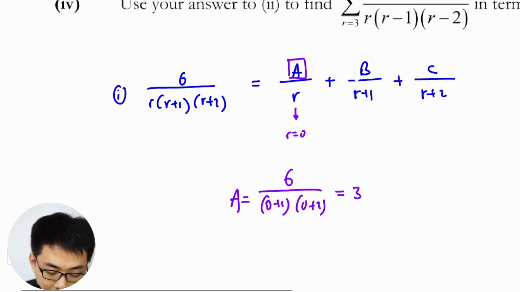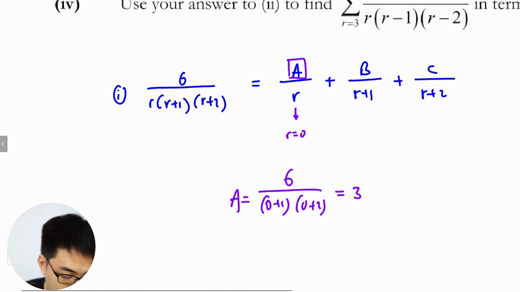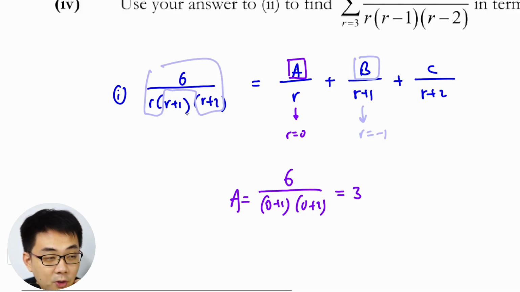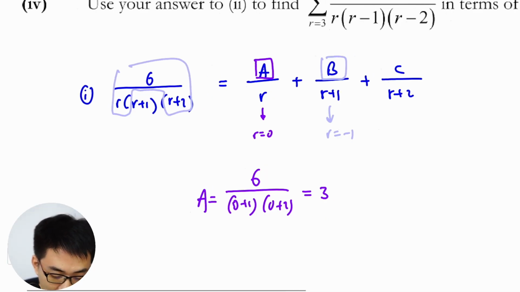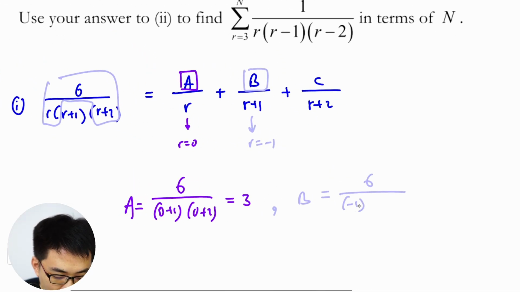Now after that, I'm going to do B. B here, the root is R equals to minus 1. Sub R equals to minus 1 into everything except for the R where you get the R equals to minus 1 from. So B would just be 6 over minus 1 plus 2. It's actually minus.